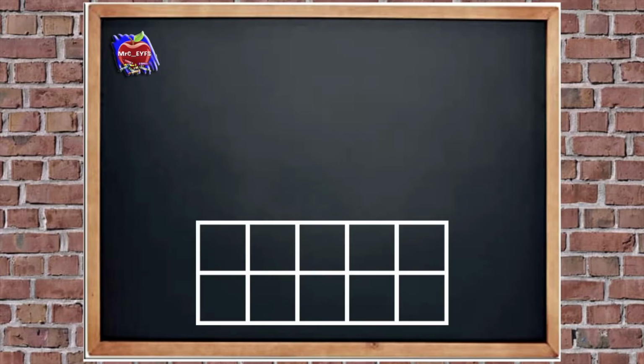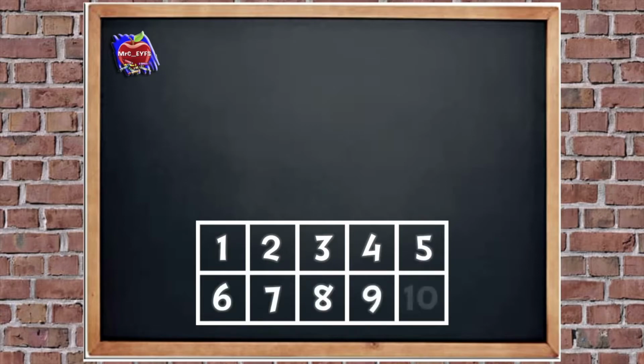Right, today we're going to use this to help us count. And this is called a tens frame because there are 10 squares. So let's check. You ready? We're going to count the squares. There's 1, 2, 3, 4, 5, 6, 7, 8, 9, 10. There we go. So that's why it's called a tens frame.